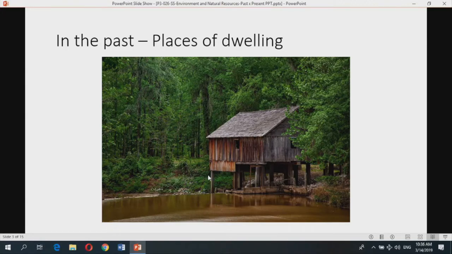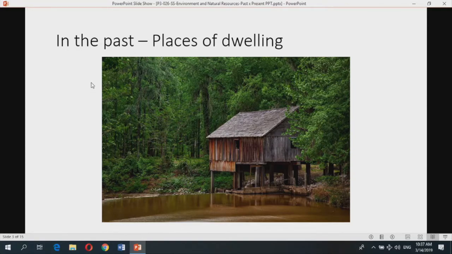Do you notice the way they are on wooden beams? Do you know why they are on wooden beams like this? Because sometimes you see the water, if it rains heavy, like in the rainy season, what will happen to the water? The water will rise. Therefore, the houses need to be high so that the water does not come into the house. So we have the houses on wooden beams to keep them away from the water.